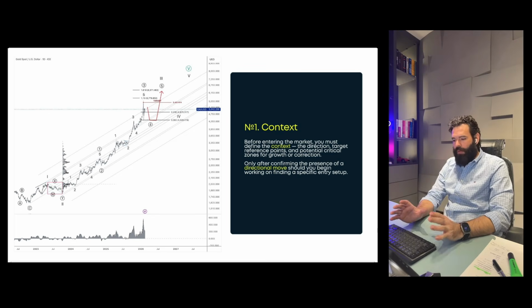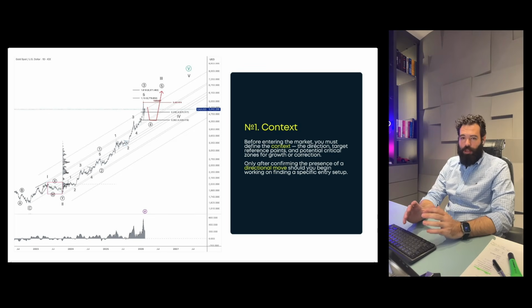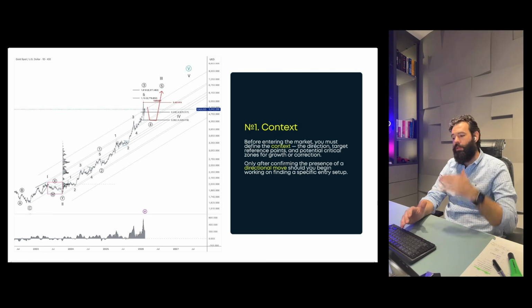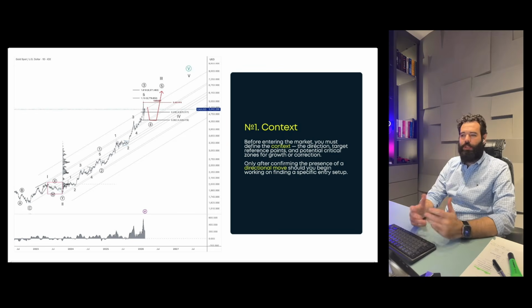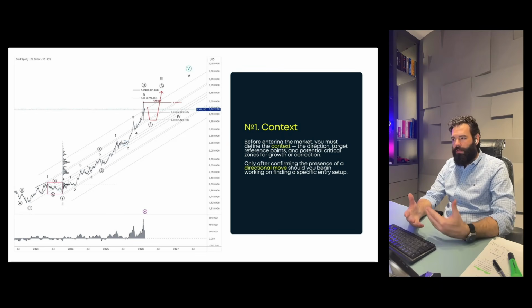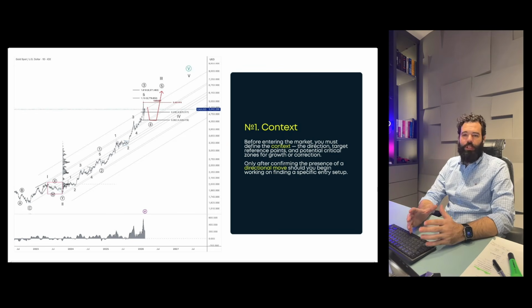So, friends, the very first thing we need to start our trading with is, of course, context. Before coming to the market, before starting any trading operations, we need to determine the market direction, set target guidelines, and identify possible critical zones, whether we're moving up or down, meaning where obstacles might appear, and where the price could potentially stop. And only after confirming the presence of a directional movement do we begin working on finding a specific entry setup.